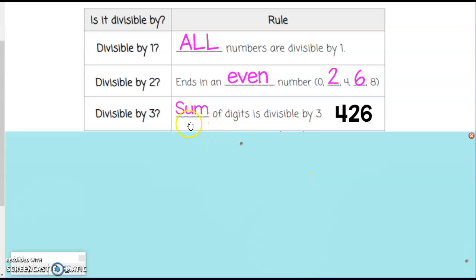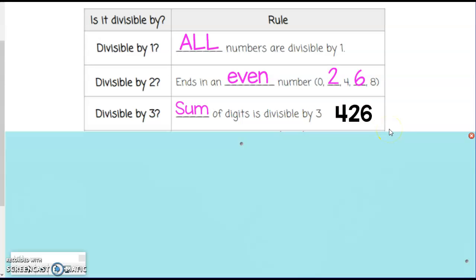So the rule says if we take the sum of all the digits, and by the way, if you haven't written this example yet, you probably should and do it with me. So if we take the sum, so add up 4 plus 2 plus 6, and if that number is divisible by 3, then this original number of 426 is divisible by 3. So let's try it. 4 plus 2 is 6. 6 plus 6 is 12. 12 is divisible by 3. I know that because of my multiplication facts. So that must mean 426 is also divisible by 3.